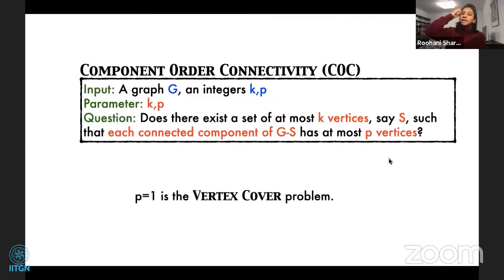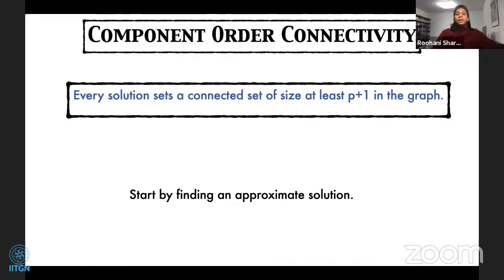And now we want to design a kernel for this problem for higher values of P, and let's try to do this using the expansion lemma. So let's proceed. Note that the problem can be stated in a different way also, and the way is as follows.